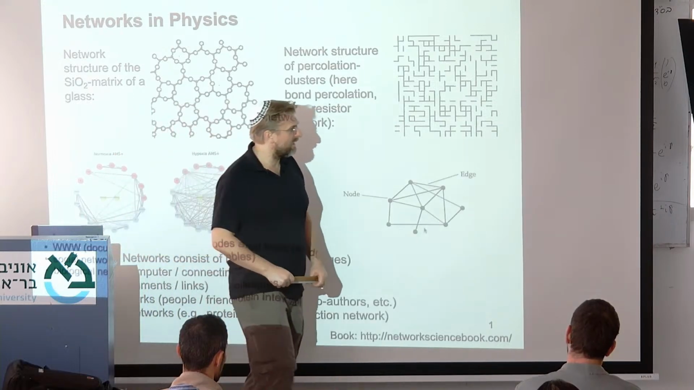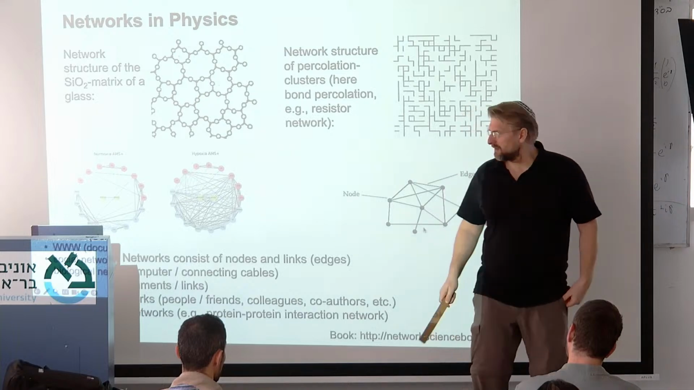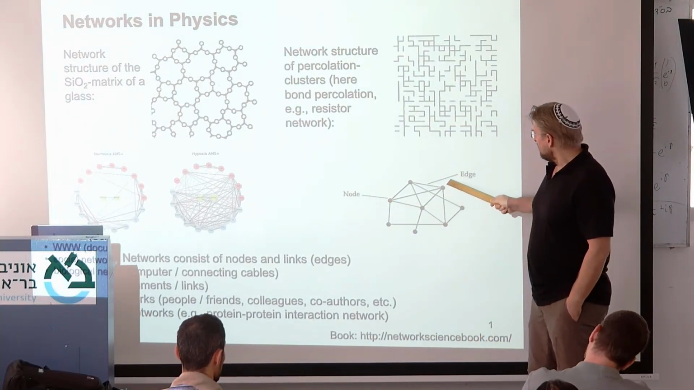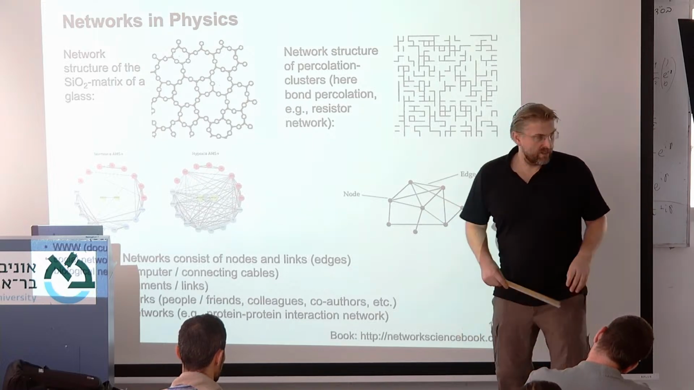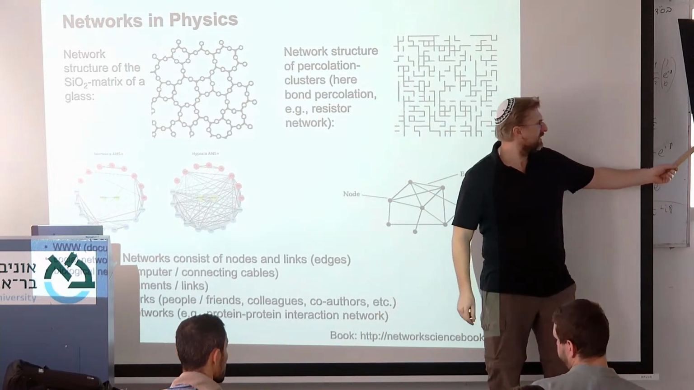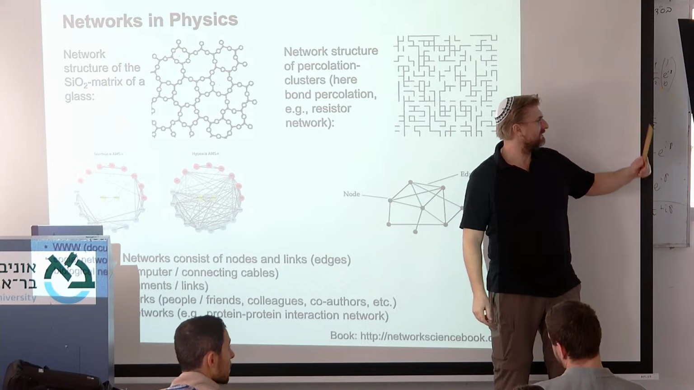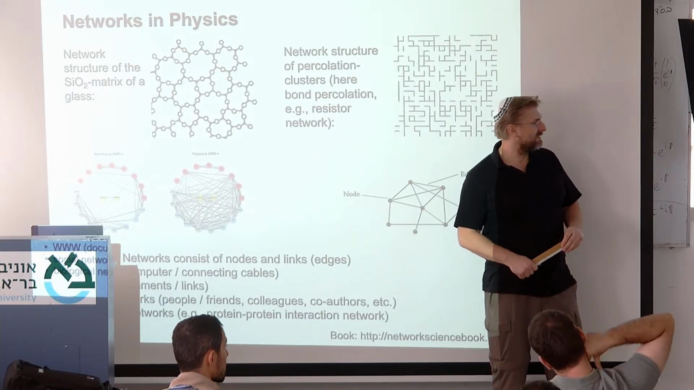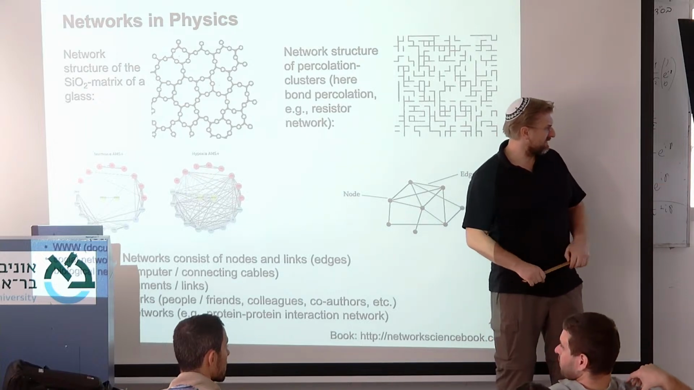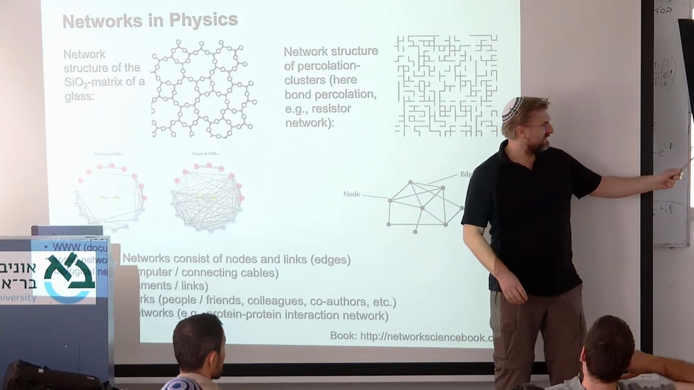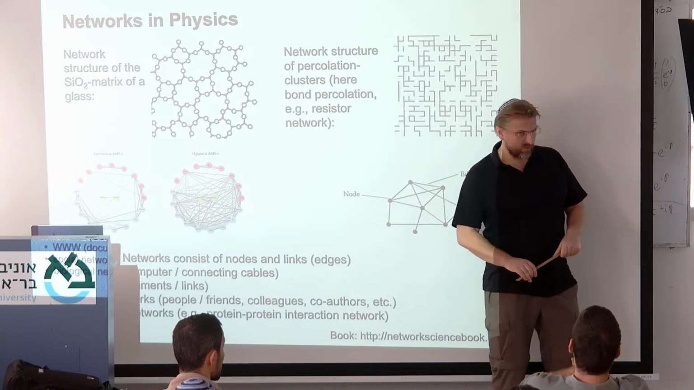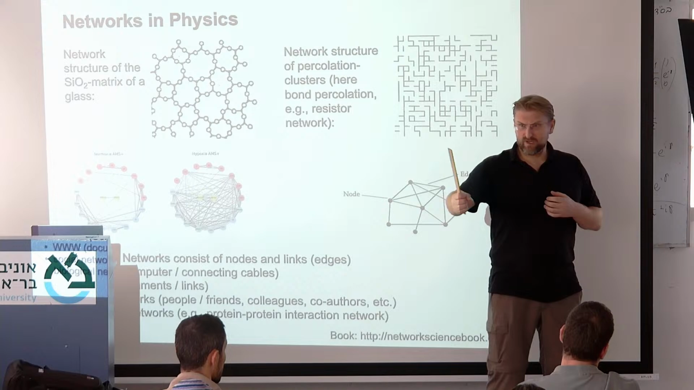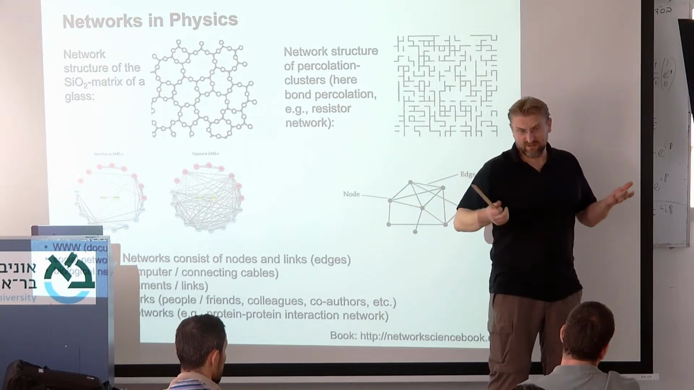So in general, I just told you about networks just have nodes and edges or links. And if you think about it, typical networks are the internet, where the computers are the nodes and the connecting cables are the links. World Wide Web, it's the documents and the links. Social networks, it's people, friends who have connections, right? The connections are the links.